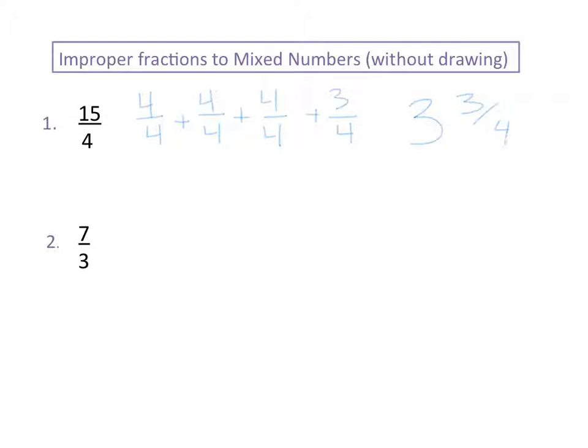Let's do the same thing to 7/3. How many wholes can we pull out of 7/3? Well, here's 1, 2. So we're up to 6 in our numerator. We need 7. We can only add 1 more. So we get 2 wholes and 1/3.